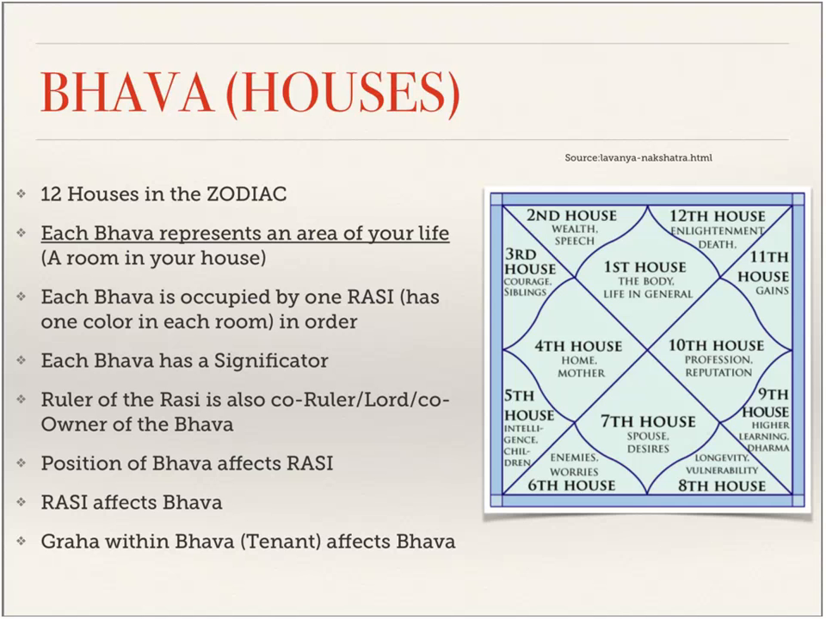The position of the house also affects the sign, and so the Rashi also affects the bhava. This may be a little bit complicated to grasp, but just sit with it and look at different charts, look at your chart. And again, if this were a true astrology class, I would absolutely discourage everyone from looking at their own charts and instead say, be objective, because you can never be objective about your own chart. I can promise you 100%.